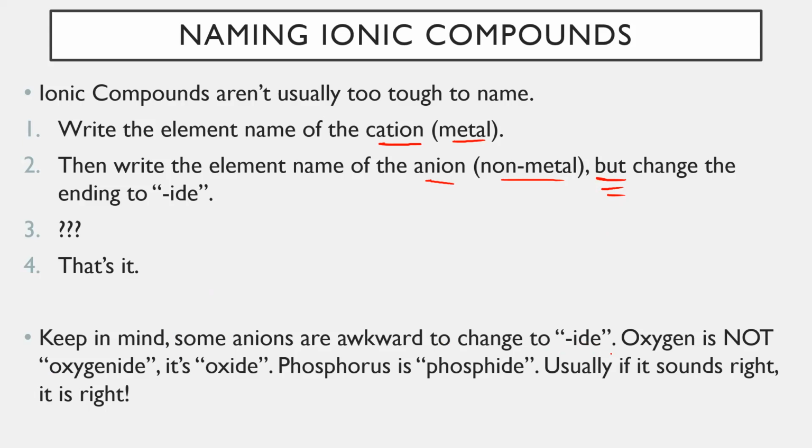Keep in mind, some anions are awkward to change to "-ide". I kind of referred to that earlier today. Oxygen is not oxygenide, right? That just doesn't sound good. They change it just to oxide, okay? Phosphorus is phosphide. It's not phosphoruside, right? That just sounds like too much. It's phosphide. Usually, if it sounds right, it is right.